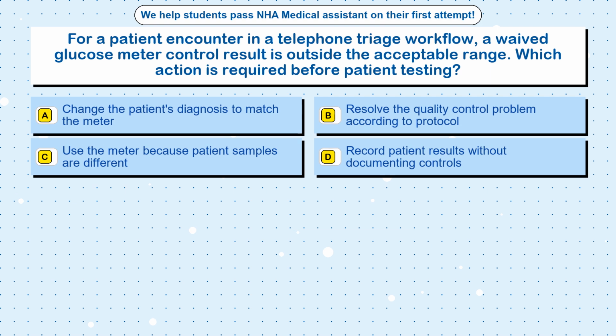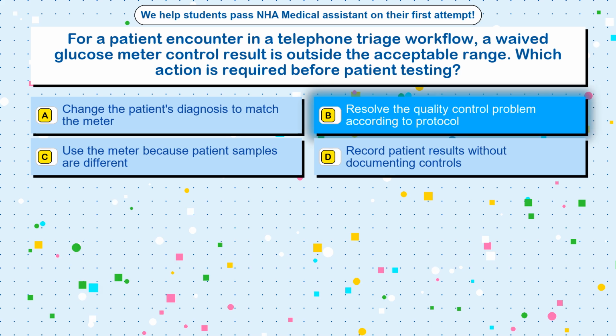Question 75. For a patient encounter in a telephone triage workflow, a waived glucose meter control result is outside the acceptable range. Which action is required before patient testing? Option A. Change the patient's diagnosis to match the meter. Option B. Resolve the quality control problem according to protocol. Option C. Use the meter because patient samples are different. Option D. Record patient results without documenting controls. The correct answer is option B.